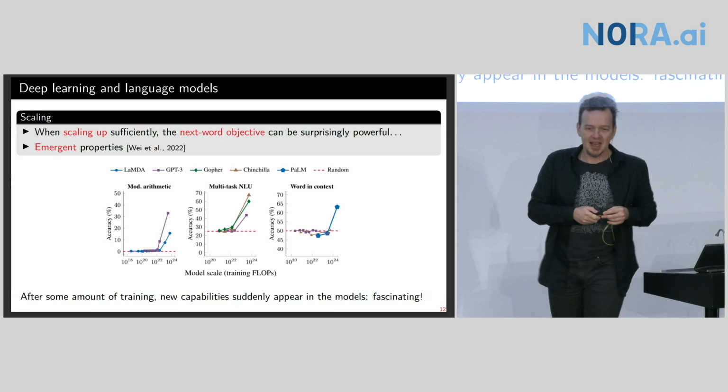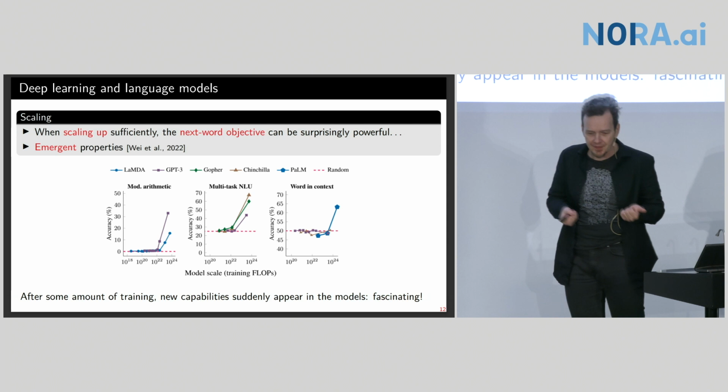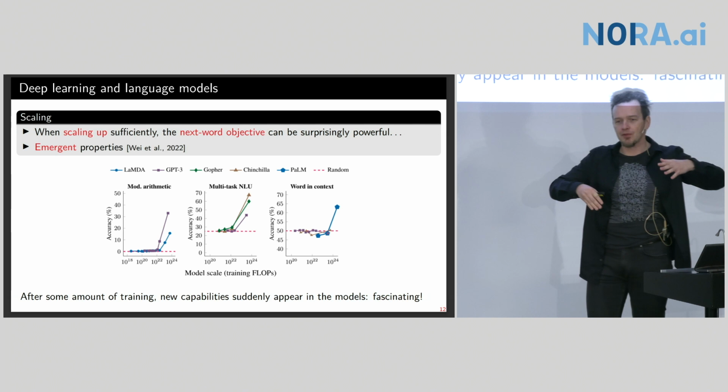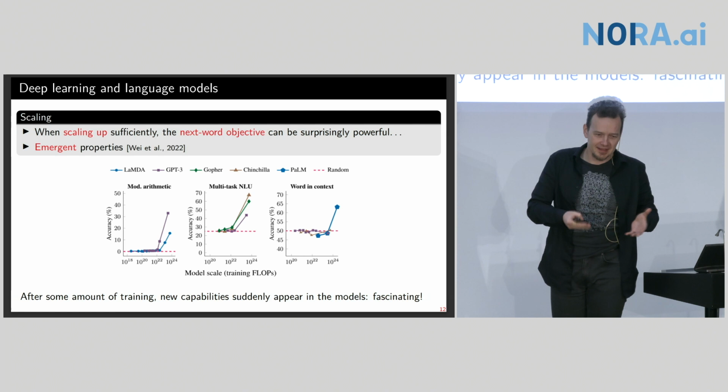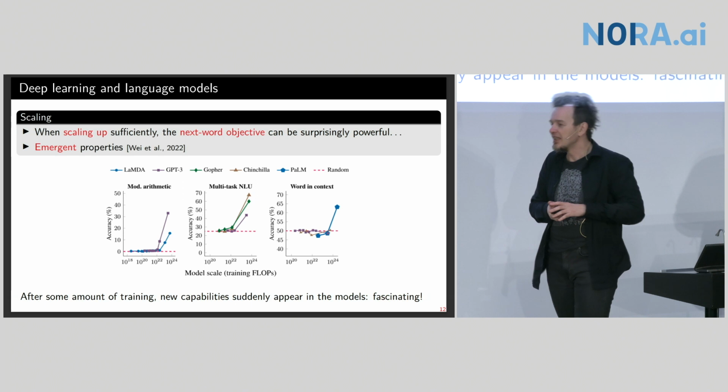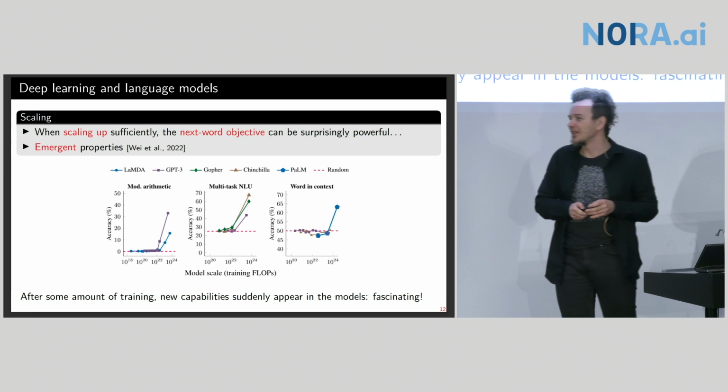And partially, this has led to this arms race in the size of the models and the amount of compute that you invest in the training of your model. So people are really hoping that if you train a model for long enough, then maybe all of a sudden it will become intelligent, or will start to demand voting rights or something like that.